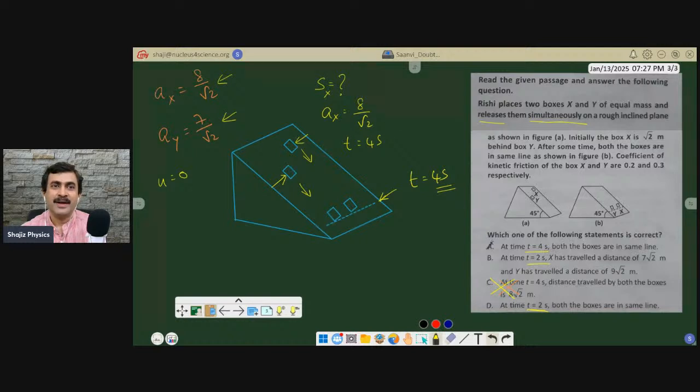Okay. Now again, we have u equal to 0. Considering the equations of motion, we have 5 parameters: s, u, a, t, and v. Out of these 5, only 3 variables are there. One is displacement, the other one is time, and the last one is v.